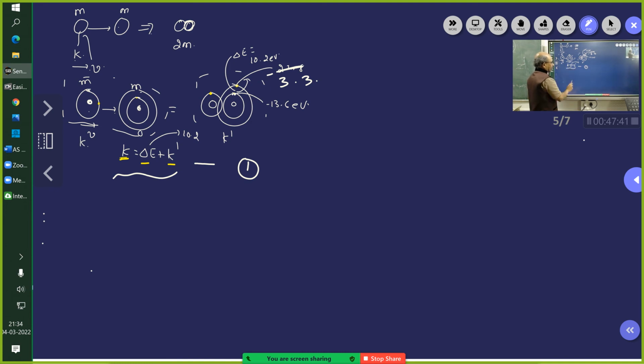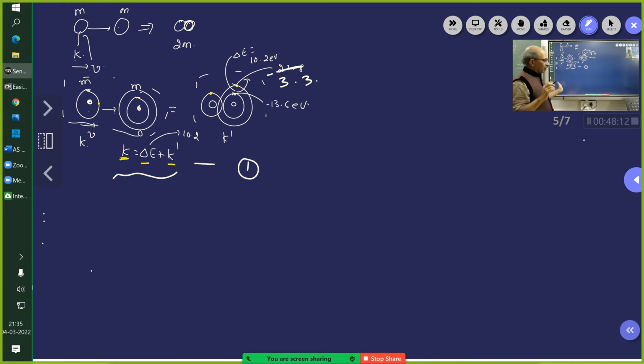K is equal to delta E plus K dash. So there are two unknowns and only one equation. So that means you have to get one more equation. Correct? Now in this situation, what is the physics? What else can be related? Energy is conserved, one equation we have got. So this is a collision. In collision, we can use one more concept. Momentum. Excellent. Momentum can be used.